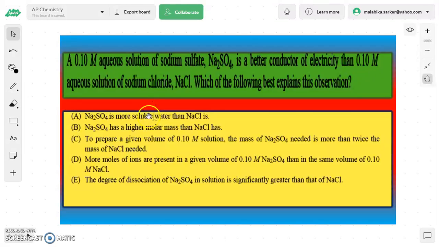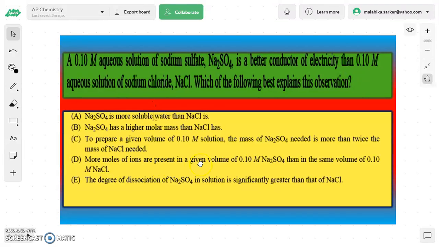A. Sodium sulfate is more soluble in water than sodium chloride is. B. Sodium sulfate has a higher molar mass than sodium chloride has. C. To prepare a given volume of 0.10 molar solution, the mass of sodium sulfate needed is more than twice the mass of sodium chloride needed.